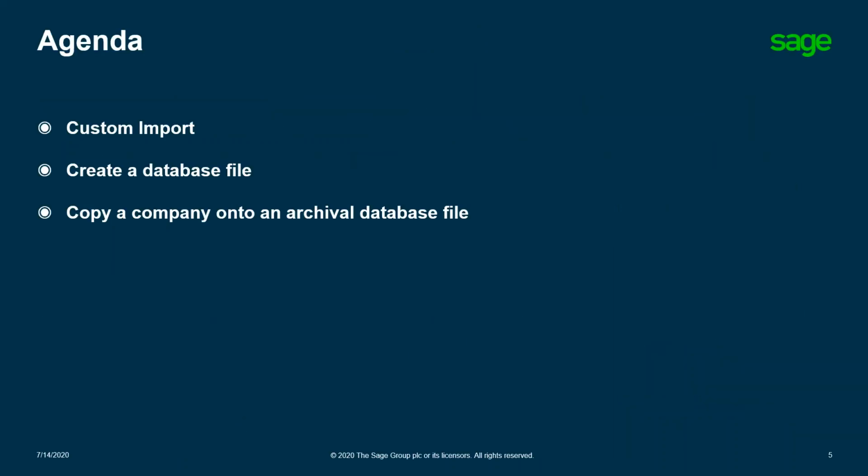So the 3 topics we're going to cover today are the custom import process. Most of the time today we'll be talking about that process. Then how creating a database file might be generated by needing to have an extra database to put a copy of an import into. And then also just copying a company, making an archival example of a company at a particular period in time, like the end of a month, the end of a year, the end of a quarter, the end of any particular time that you think you may need to go back to run reports on the data at that time, or just look at the status of the data at that time. So those are the 3 topics we'll be covering today.